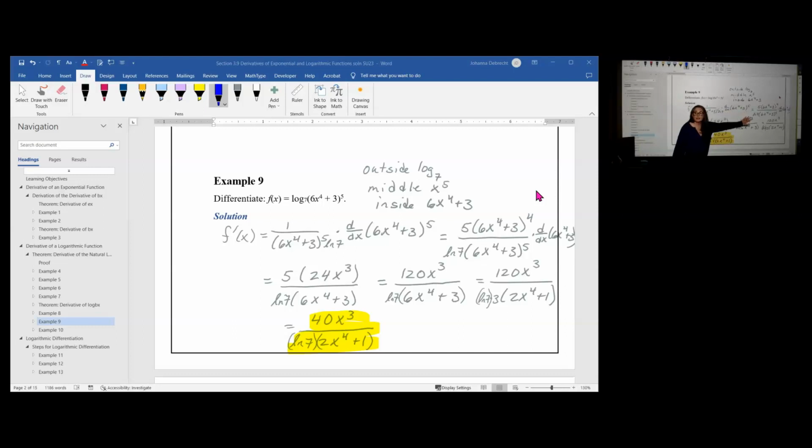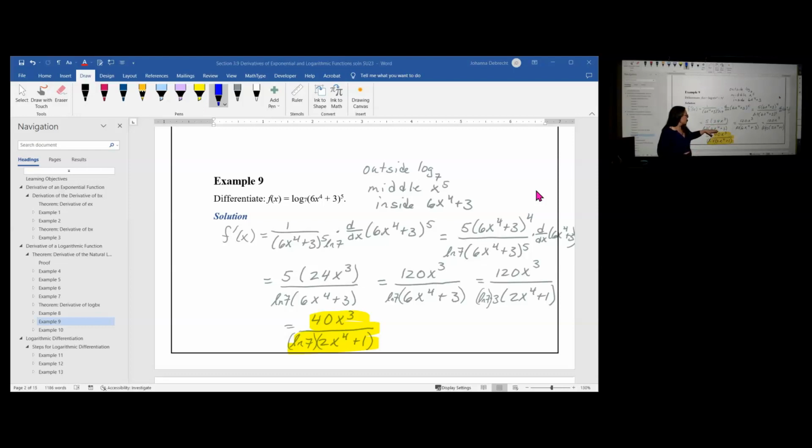Note that this part is in the numerator. The derivative of something to the 5th is 5 times something to the 4th times the derivative of what was inside that power function, which is 6x to the 4th plus 3. Notice that we have a common factor, and all my addition and subtraction is buried in parentheses. So I can reduce the 6x to the 4th plus 3 to the 4th power over the same to the 5th power to get one of them in the denominator. Then I take the derivative of 6x to the 4th plus 3, which is 24x cubed.